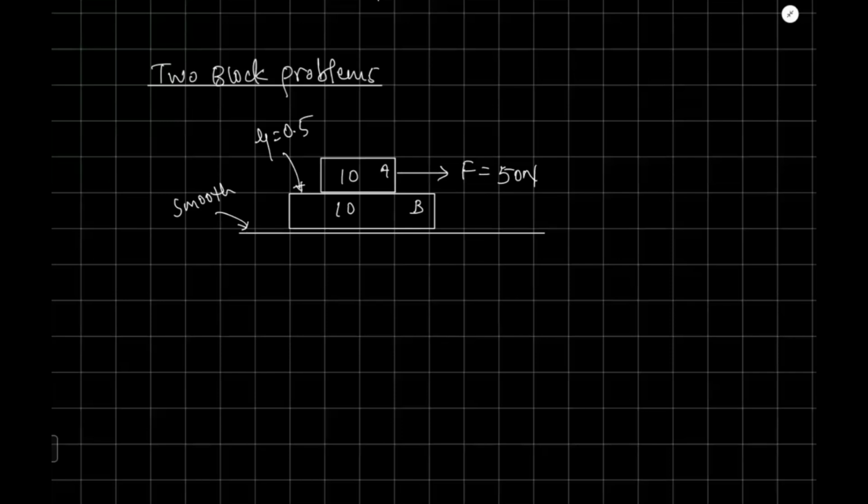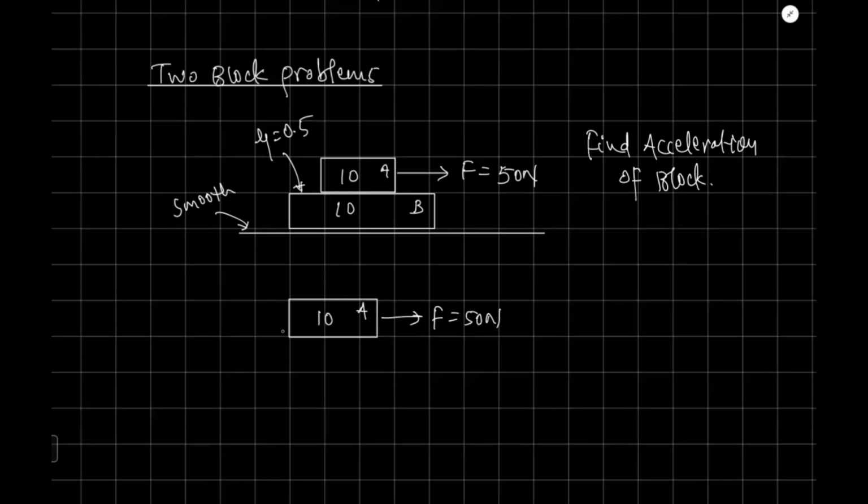So what do we have to do? We have to find acceleration of block. So what we'll do first, we'll make a free body diagram for each block. So let's make for a 10 kg block A. In this one, the F is acting in this direction, 50 Newton, and the friction force will act in this direction. So let's say it is F1, okay, and mg will act in this direction, that is 10g, and here it will be normal reaction.